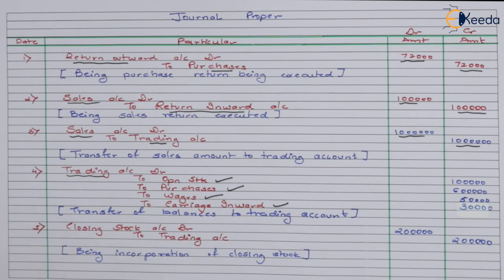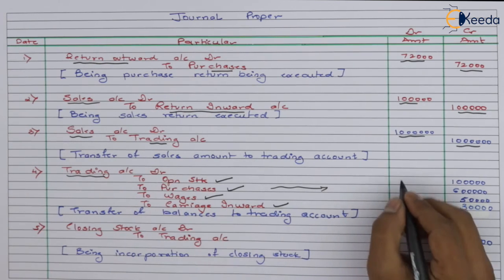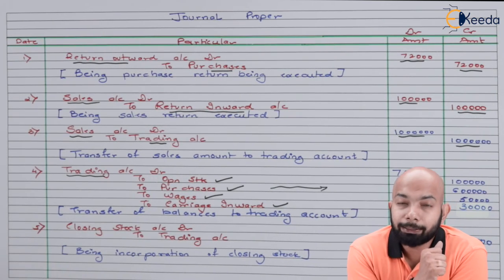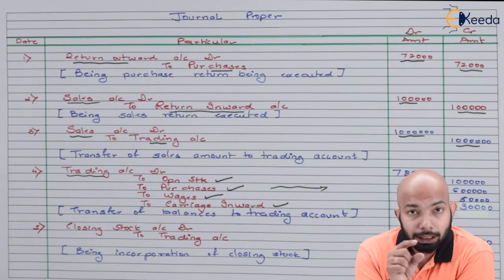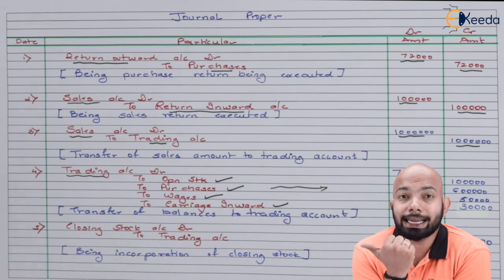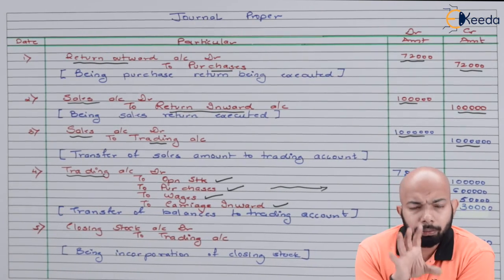If you can see specifically for purchase, it has been mentioned as 6 lakh rupees. The reason being, the opening balance of purchase was mentioned as 6,72,000, out of which 72,000 has been subtracted, being return outward. Whatever balance is left has been taken here as the net balance. So the total amount that has been mentioned on the debit side of trading account is 7,80,000. This can also be called the cost of goods sold. Yes, the composition of all these items totally can be called the cost of goods sold. Make sure you remember this thing.